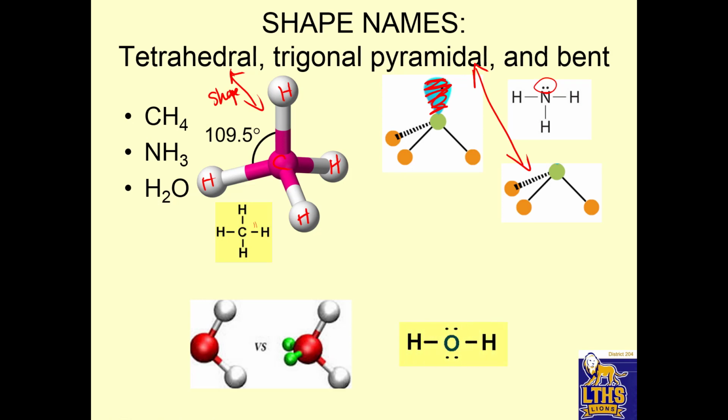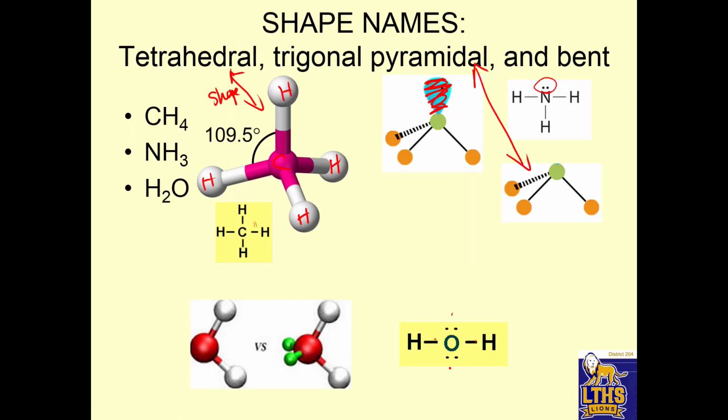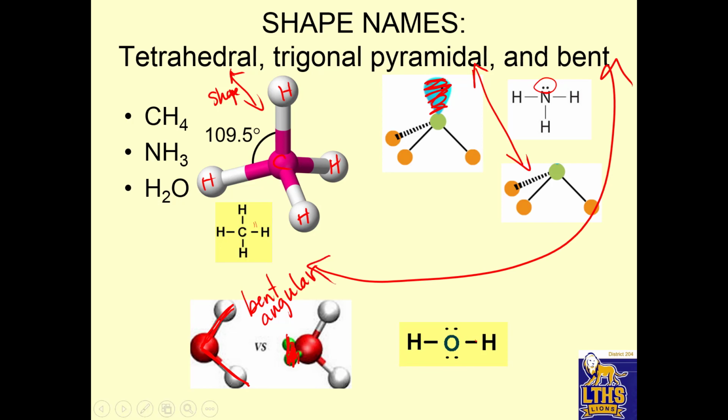Okay? And then water: 1, 2, 3, 4 areas of electrons around the middle. Those 4 areas spread out, 1, 2, 3, 4. It makes what looks like a tetrahedral, but remember, these are invisible. So all we see is the angle. This is called a bent or angular shape. Okay, angular shape. So shapes come from the areas of electrons around the middle atom spreading out.